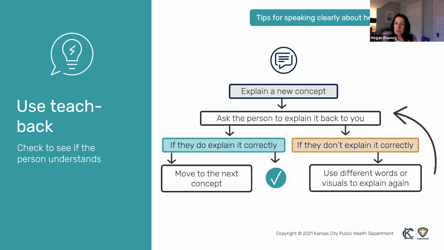If they explain it correctly, great, you can move on. If they don't, try to explain it again using different words or pictures, and then ask them to explain it again, kind of go round and round until you feel like they understand it. So here's an example.